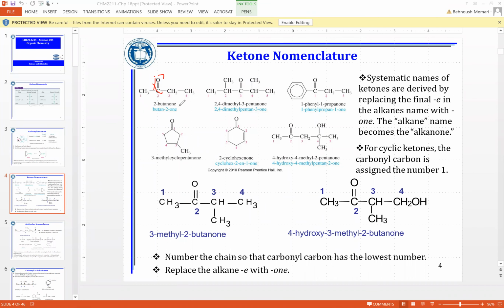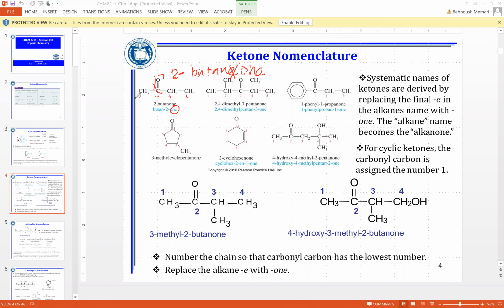And the suffix that is added is "one." So you basically drop the E and add "one." You have to number from the side that is closer to the carbonyl group, the ketone functional group. So 1, 2, 3, 4. You have a 4 carbon ketone, and the ketone functional group is on carbon number 2. That's why it's named 2-butane, and then you drop the E and add one: 2-butanone.